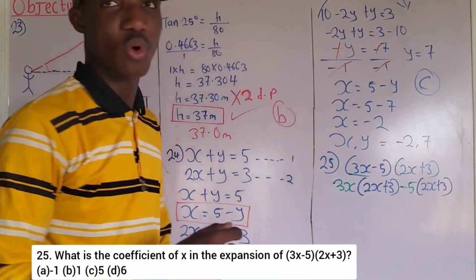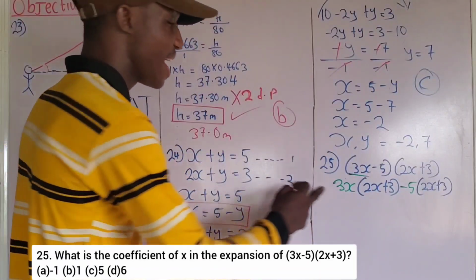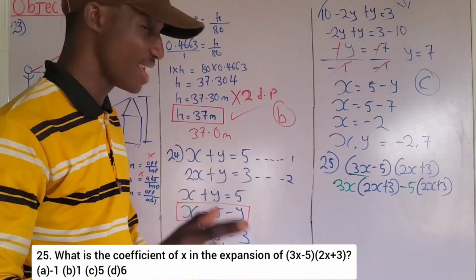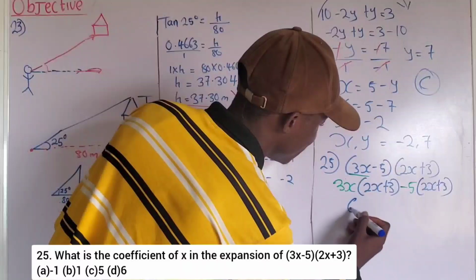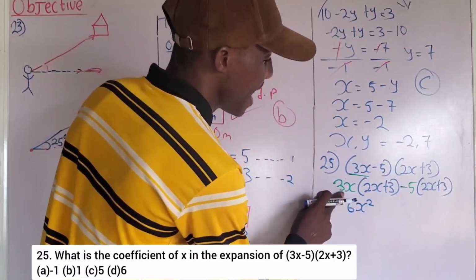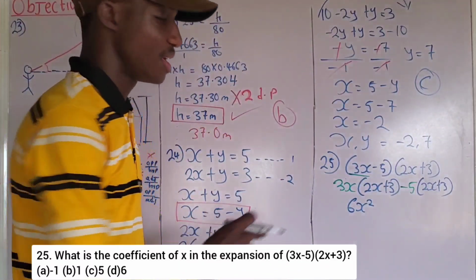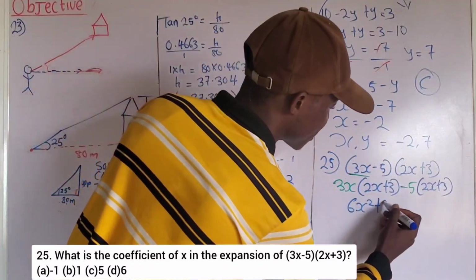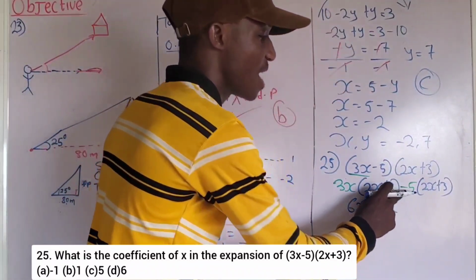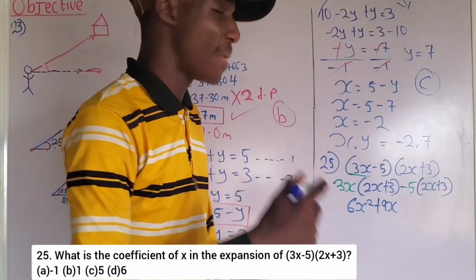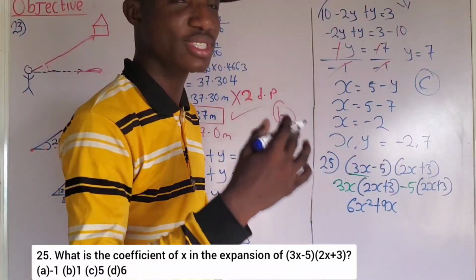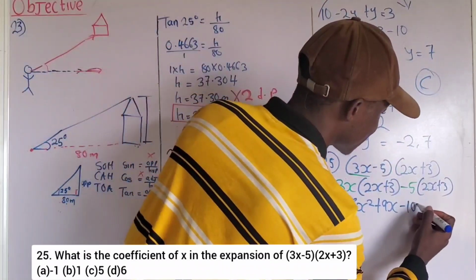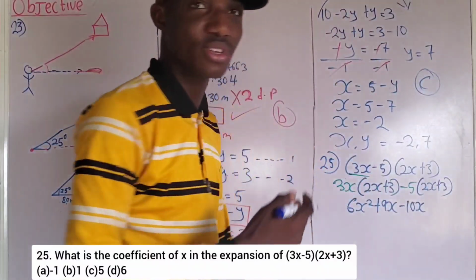3x times 2x is what? 3 times 2, 6. x times x, x squared, okay? So for this, I'm going to have 6x squared. 3x times plus 3 will give us what? 9x. So I'm going to have plus 9x. Minus 5 times 2x is what? Minus 10x. So I'm going to have minus 10x. Then minus 5 times plus 3.